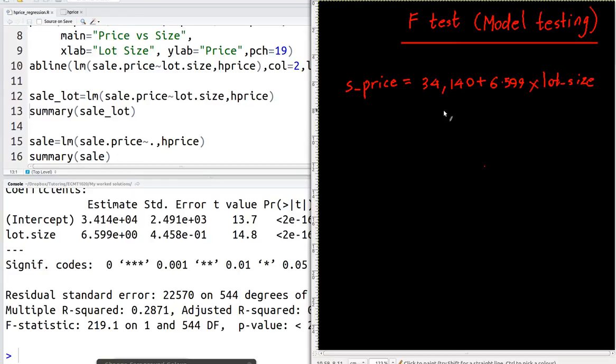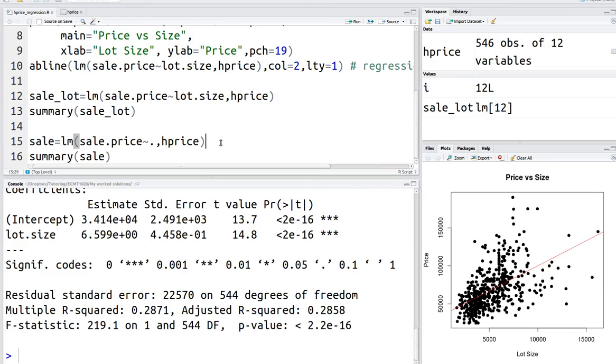So this is my model. Sale price is equal to 34,000 plus 6.59 of a lot size. If I was to interpret this, I would say if lot size increases by 1 square meter, on average, the sale price would increase by $6.599. Okay, so the units are important, and this is only on average. And I would usually say keeping all other variables constant, but there are no other variables in this particular model. Okay, let me just run this model against every other feature that I have.